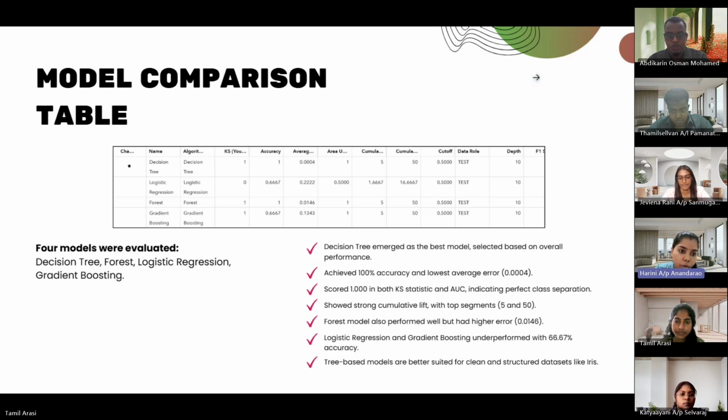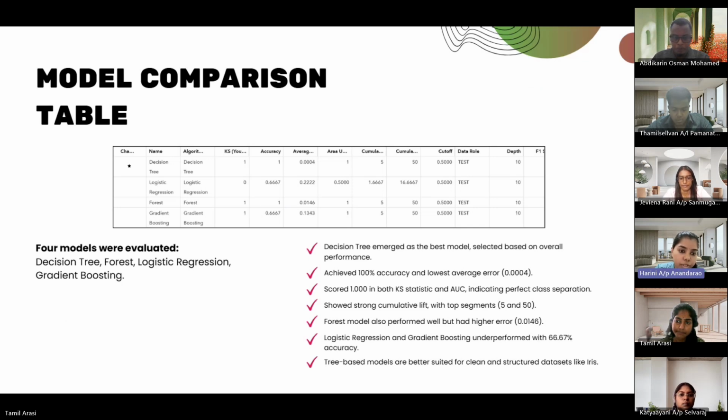It did also score a perfect 1 in both the KS statistic and AUC, which indicates the excellent ability to separate the classes. The cumulative leaf values were also strong, especially in the top segments. On the other hand, the forest model performed similarly in terms of the accuracy, KS and AUC, but had a slightly higher error rate of 0.0146, making the decision tree more precise overall.